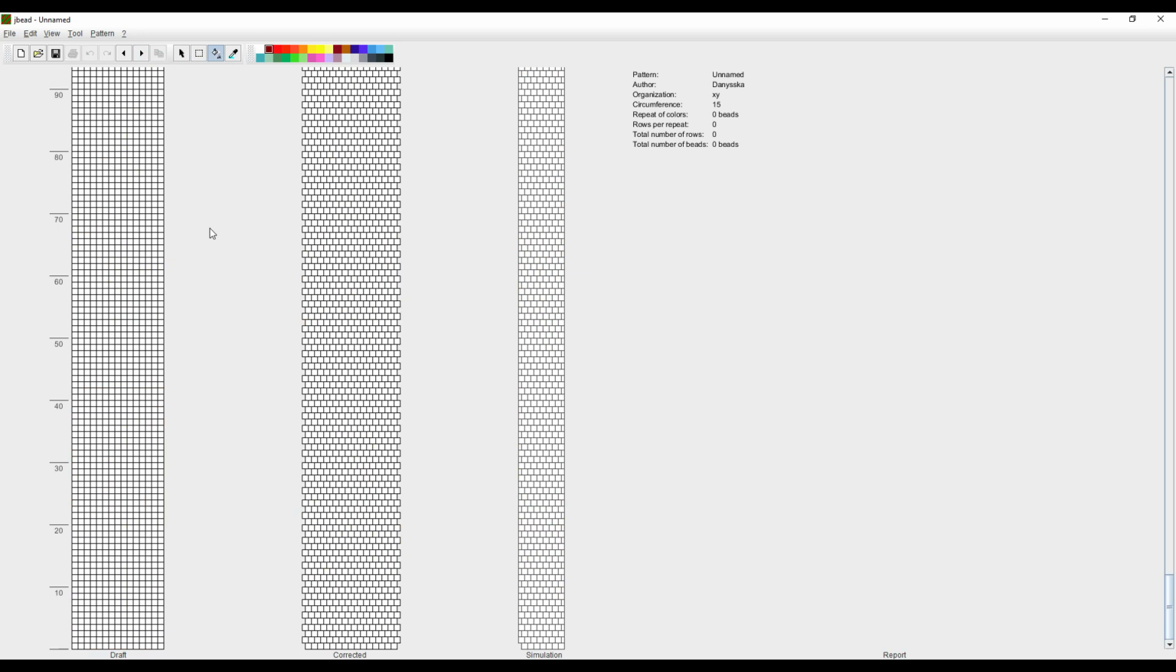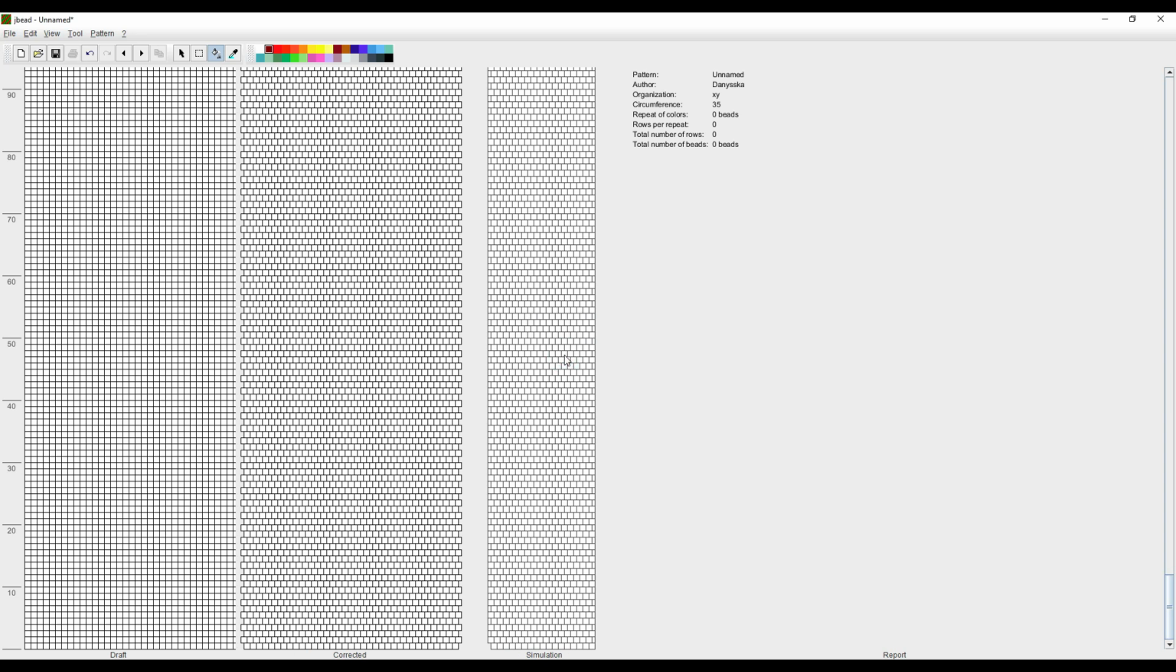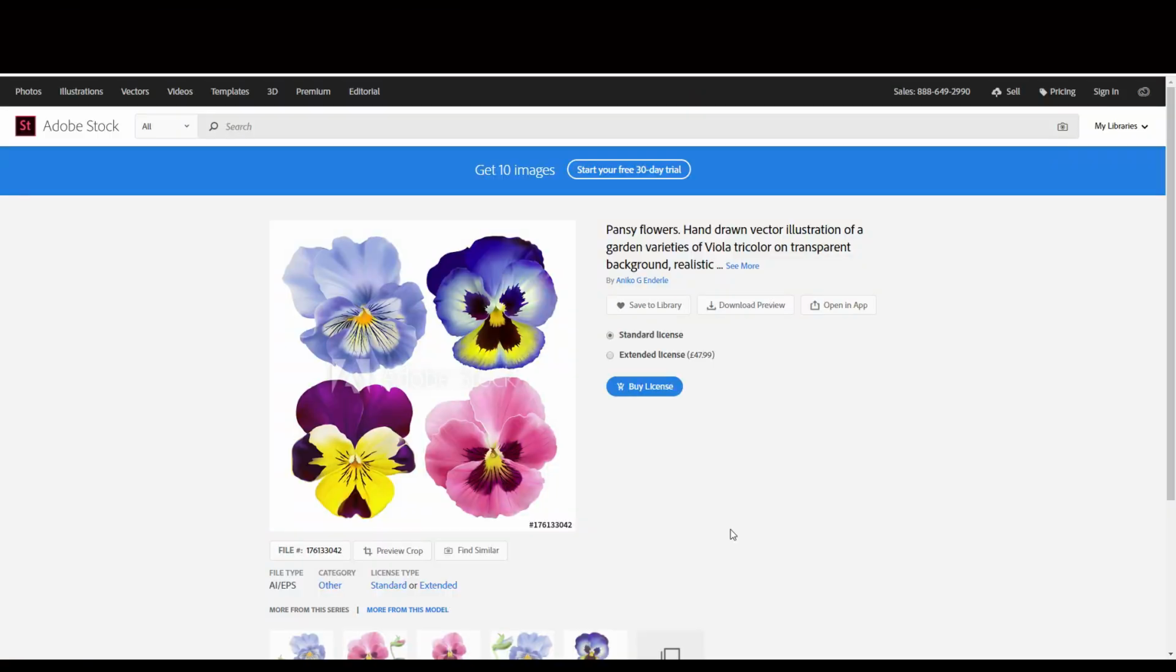Or if you want to make some more detailed pattern, you have to increase the circumference of the rope. I increase it to 35. The more beads in one row you have, the more detailed pattern you can get. And I found here a pencil flower illustration that I like, and I will try to transfer this image to a bead crochet pattern.